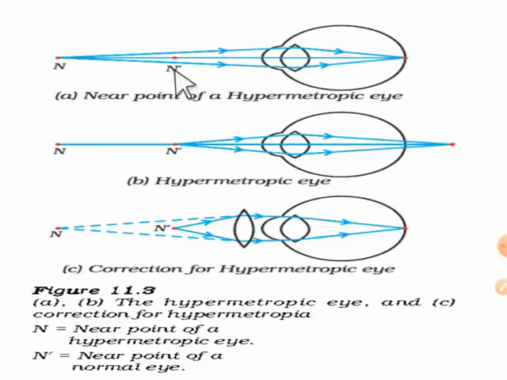But for a hypermetropic eye, what happens? Its near point goes beyond this, farther away. It may come out to around 1 meter or 2 meters or 3 meters like that. If it has gone beyond, then those objects lying nearby cannot be seen very easily.